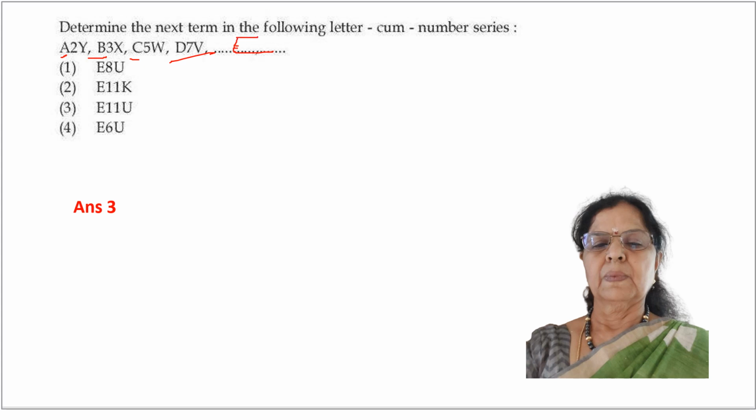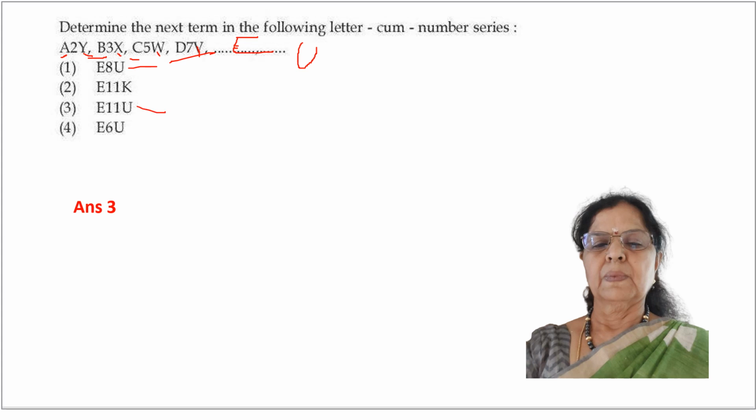But unfortunately all the four options start with E. So you have to decide now looking at the other letters and numbers. Now look at the last letter. It is very easy. Here it is in the reverse order: V, W, X, Y. So U, V, W. See the last alphabet, V, W, X, Y. It is in the reverse order. So U, V. So the last letter should be U.